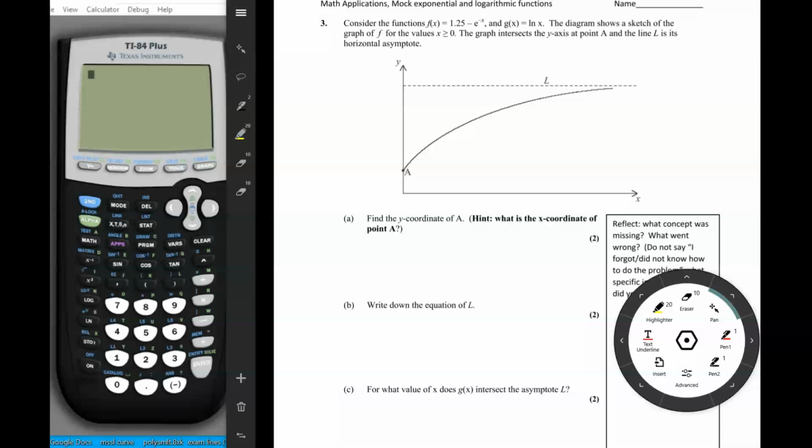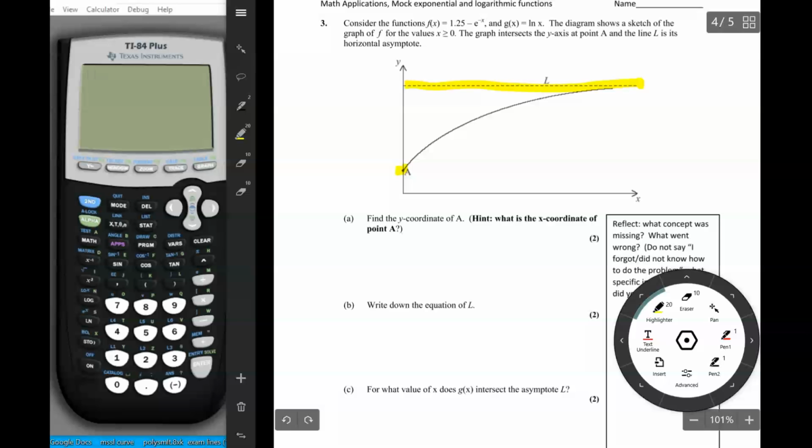This is a solution for number 3 of the mock exam for exponential and logarithmic functions. Consider the functions f of x equals 1.25 minus e to the negative x, and g of x equals natural log of x. The diagram shows a sketch of the graph of f for the values x is greater than or equal to 0. The graph intersects the y-axis at point A, and the line L is its horizontal asymptote.